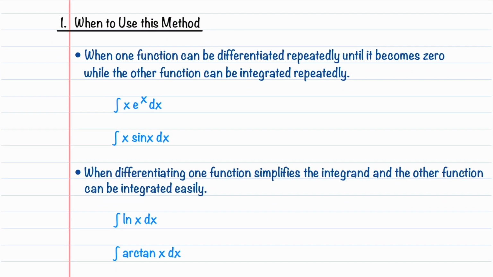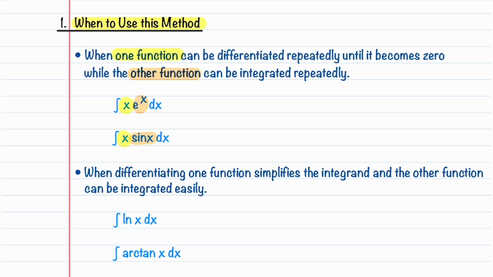The hardest part about integration by parts is usually not applying the formula. It's recognizing when you need to use the method. You can use this method when you're integrating two functions, and one function can be integrated repeatedly until it becomes 0, such as the x in this integral and the x in this integral, while the other function can be integrated repeatedly. That other function would be something like e to the x or sine x.